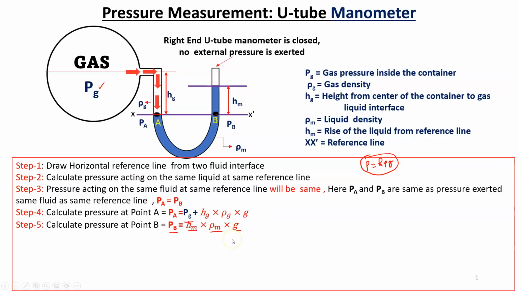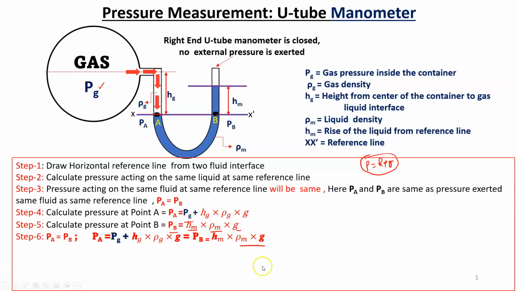Now we know that PA is equal to PB, because the pressure acting on the same fluid at the same reference line will be the same. So you can write PA is equal to Pg plus hg rho g into g, which is equal to PB, that is hm rho m into g.